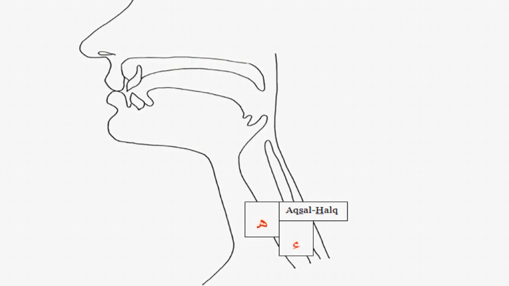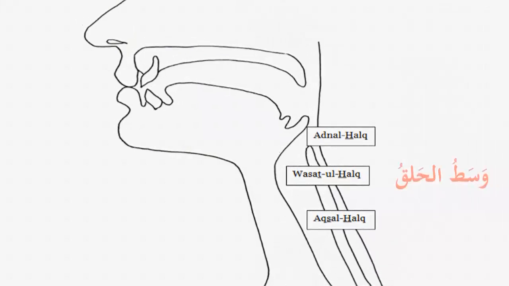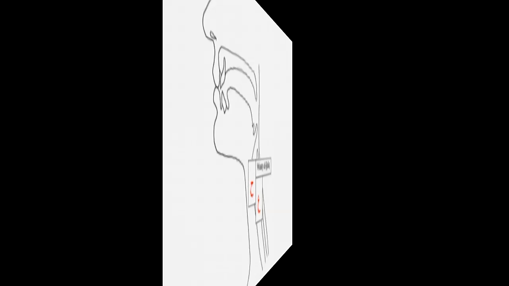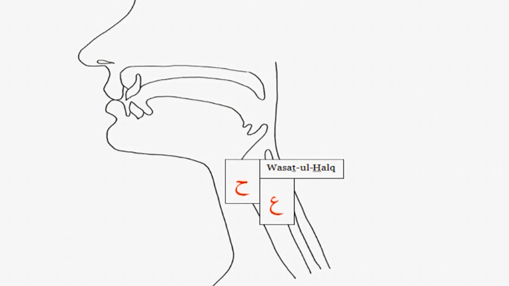The next point of articulation is wasat al-halq, which is the middle part of the throat, where the larynx is, the voice box. 2 letters emerge from there, and they are the ayn and the ha.